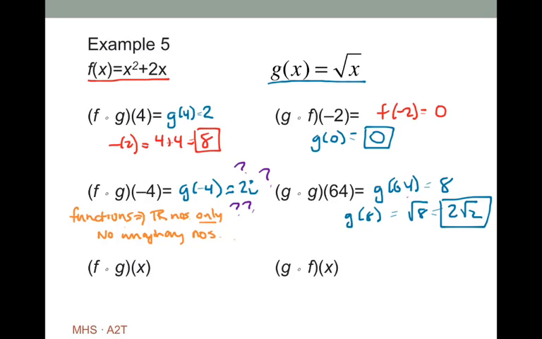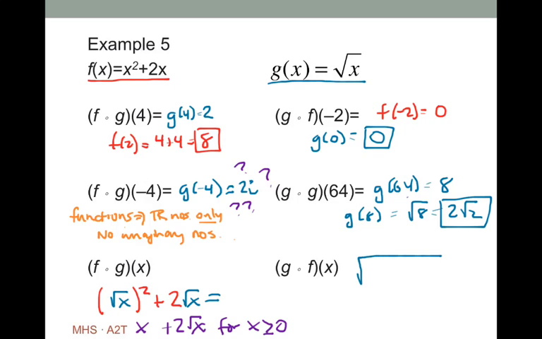And then finally f of g of x. Take the g of x function, stick it into the f of x, and see what you get. So the square root of x squared plus 2 times the square root of x. And that can be simplified to x plus 2 radical x. That's it. That's as good as you can get it. For all x greater than 0, because we're going to do a positive number since we're not going to do any square roots of negatives.